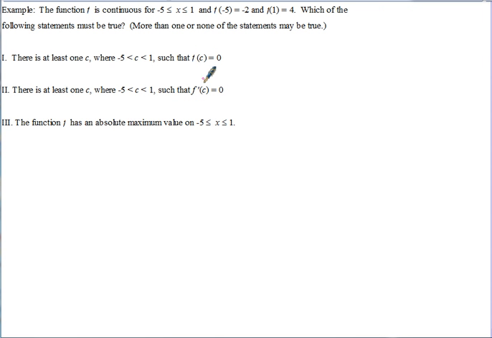This one says the function is continuous on the interval from -5 to 1. Since it's continuous, that doesn't mean it's differentiable, okay? So it's continuous, it might be differentiable. Well, we don't know for sure. And we're given a couple of points: f of -5 is -2, f of 1 is 4. Which of the following statements must be true?